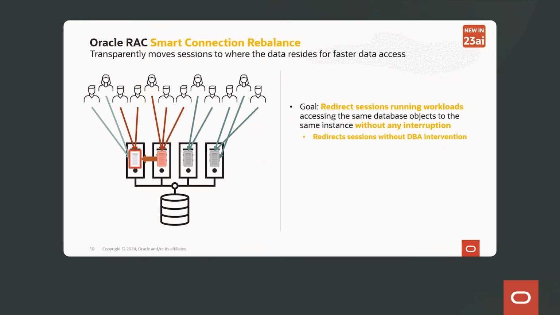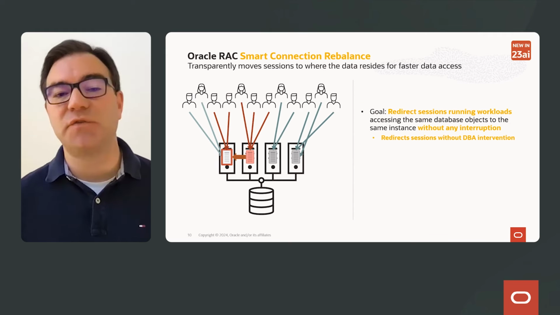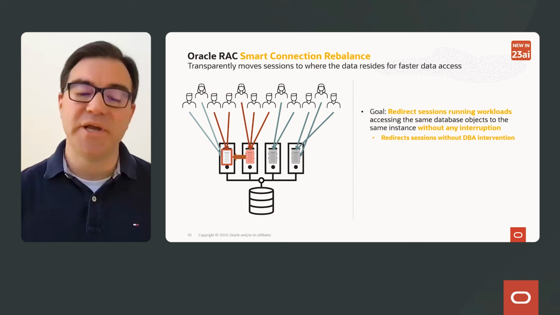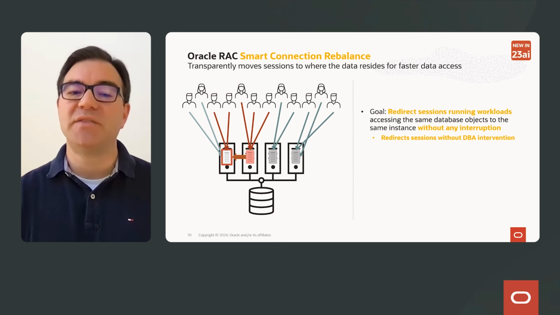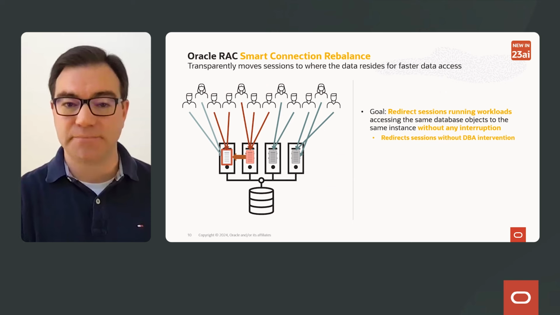Now, speaking about RAC, Oracle RAC has always tried to provide transparent high availability and scalability. For the purpose of transparent scalability, it uses its unique cache fusion algorithm, as part of which it will always try to deliver the data to where the session is connected in the cluster.